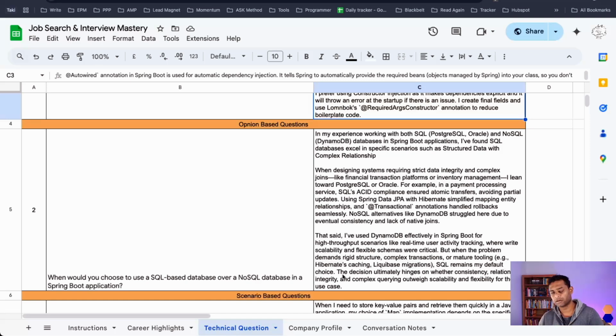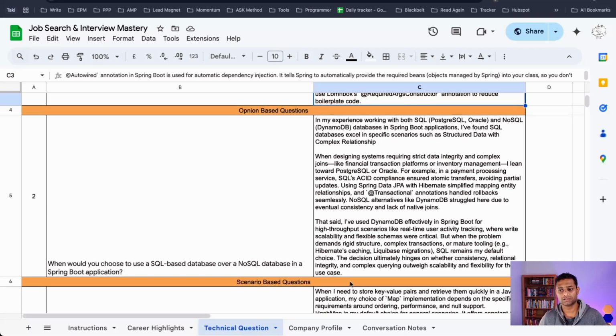If you don't have experience, tell them, I don't have experience, this is from the things that I've read. And if you have experience, do add those details so that people understand that you have worked on it and this is what you're thinking about it. And the last is scenario-based questions.